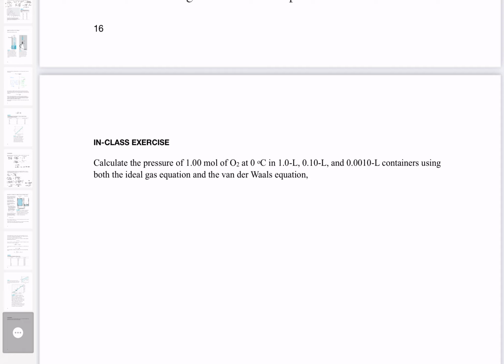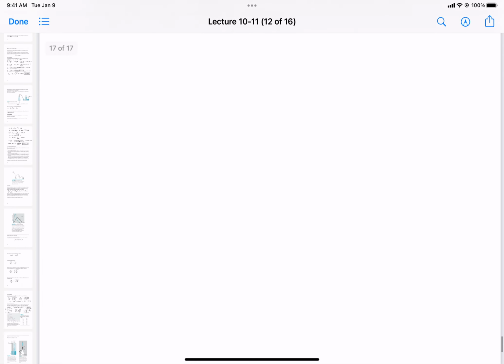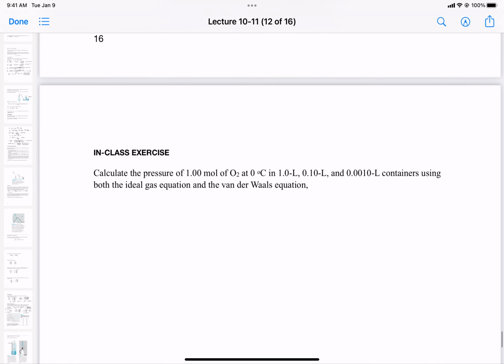Okay, so let's calculate the pressure. We might need more space actually. So let's calculate the pressure of 1 mole of oxygen gas at 0 degrees Celsius in 1 liter, 0.1 liter, and 0.0010 liter containers using both the ideal gas equation and the van der Waals equation.